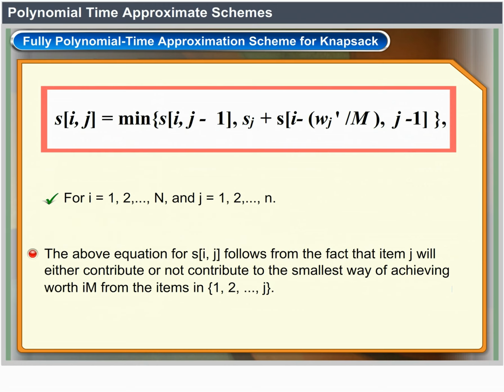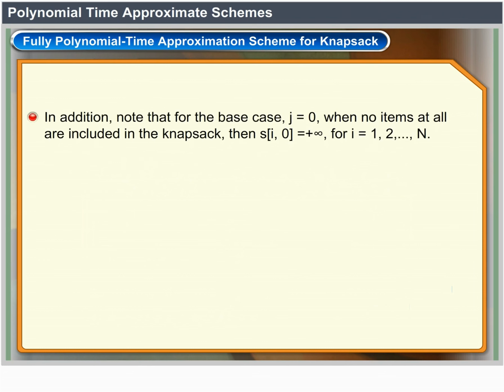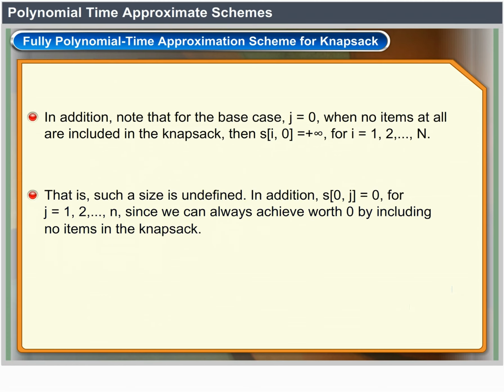In addition, note that for the best case, j equals 0 when no items at all are included in the knapsack. Then s of i, 0 equals positive infinity for i equals 1 to n. That is, such a size is undefined. In addition, s of 0, j equals 0 for j equals 1 up to n.